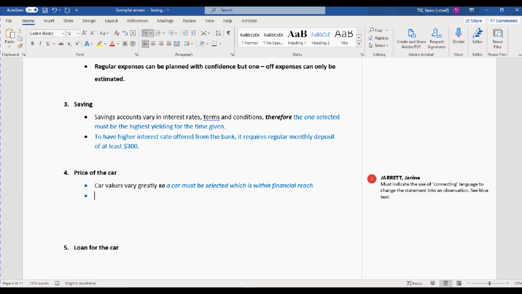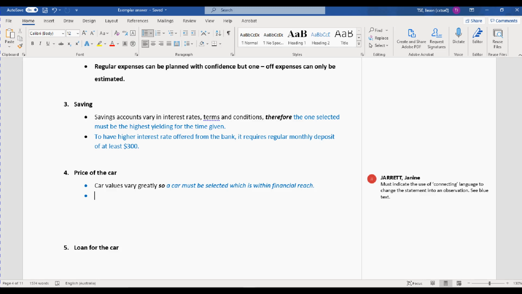you might observe that when you select a car, right? So you will say the new car is generally more expensive than the used car, than the second-hand car, but a new car can be more likely to have a loan offer with lower interest. You might have something like that.